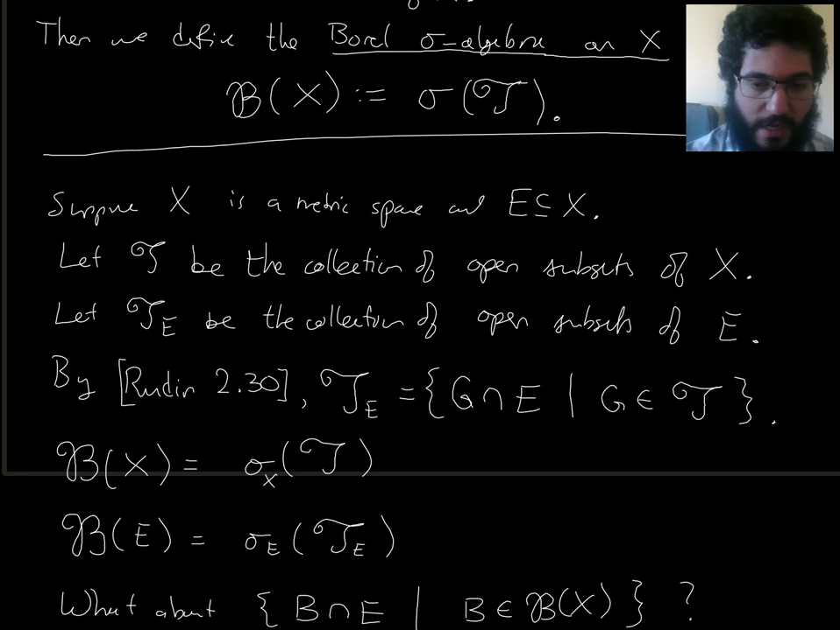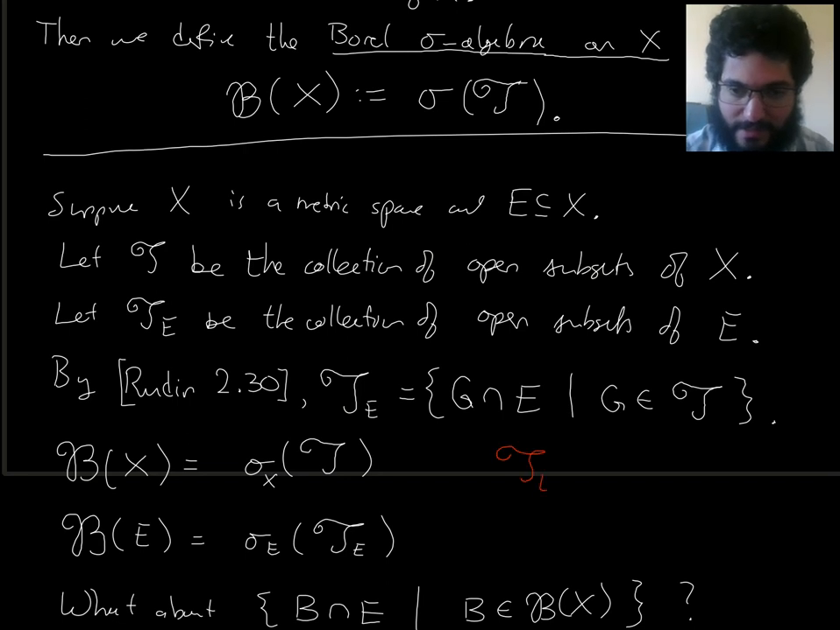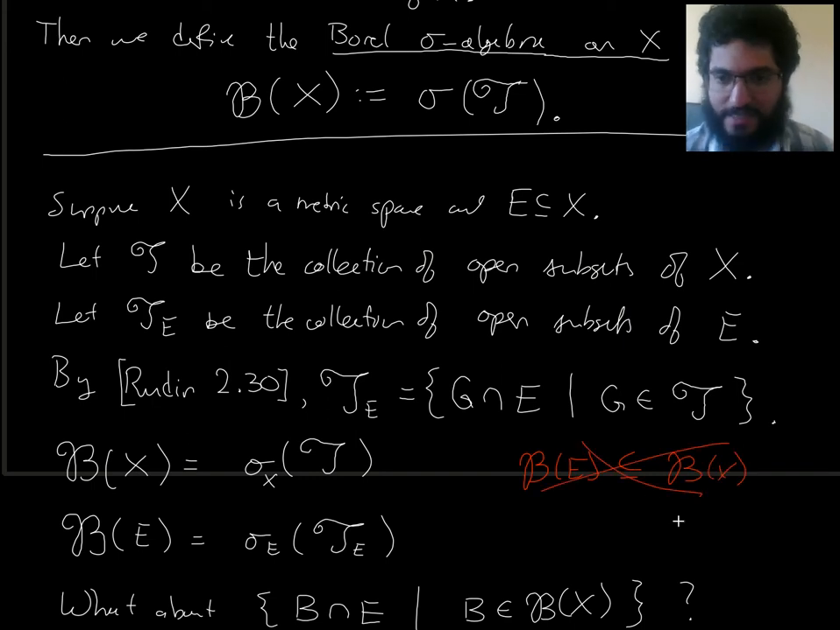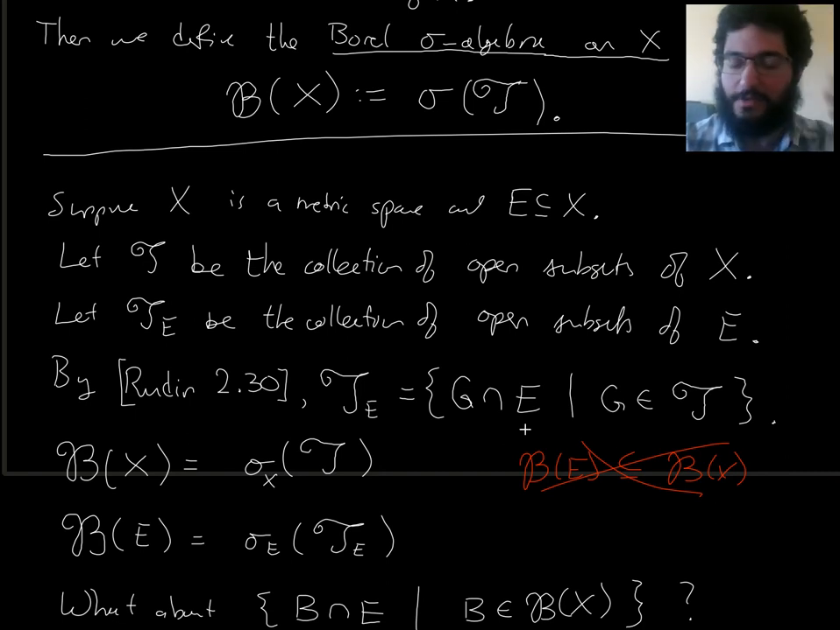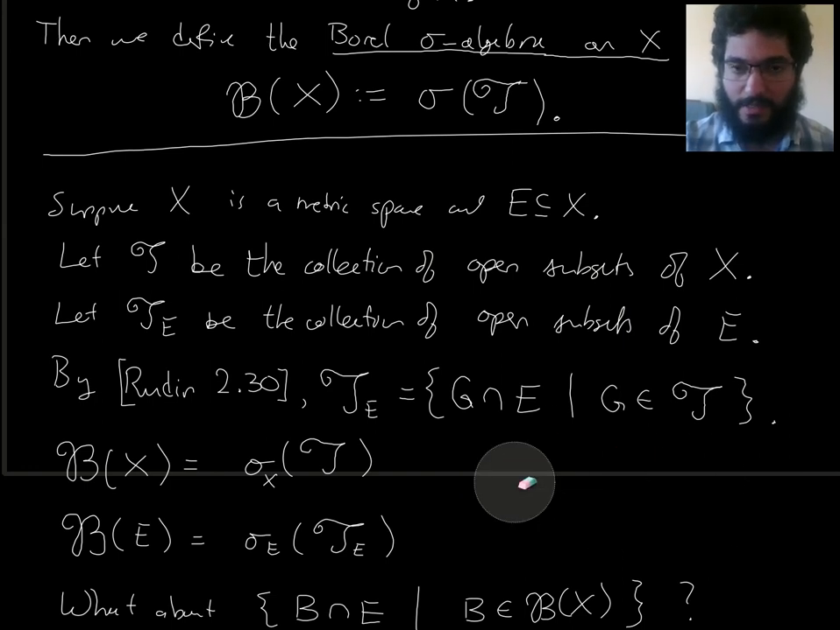So we do not have this, with the notation that I had set up here. We do not have that. Open subsets of E are not necessarily open subsets of X, unless E itself is open, then you have that. Similarly, you do not have that Borel subsets of E are Borel subsets of X. You do not have that, unless E itself you know to be Borel, then yeah, when you intersect two Borel sets, you get a Borel set. So then it works, but in general you wouldn't have that.